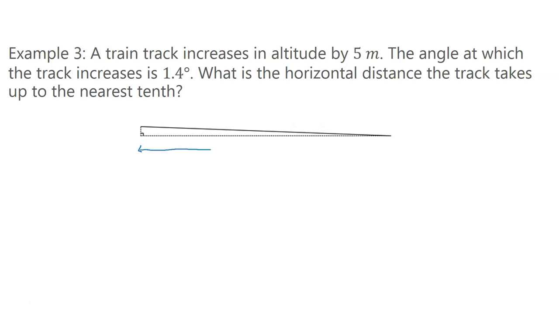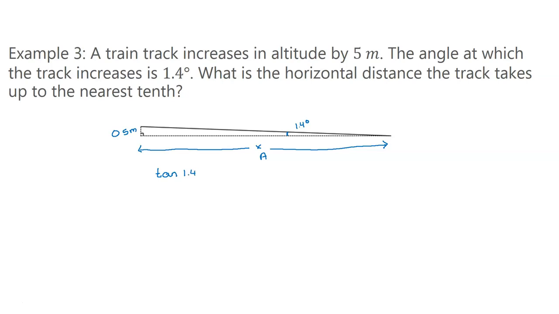Well, this horizontal distance here is what we can call x. It says it increases in altitude, which means it increases in height by 5 meters. So that goes here. And the angle at which it increases, this little tiny angle here, is 1.4 degrees. It's not going to increase by much because it is a train track. So now, across from the 1.4 degrees is my 5, so that means this is my opposite, and x is my adjacent. So opposite and adjacent means I'm going to use tan for this one.